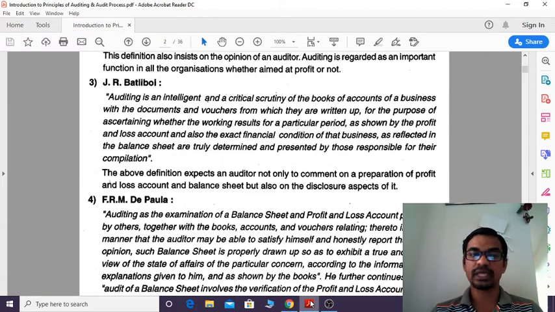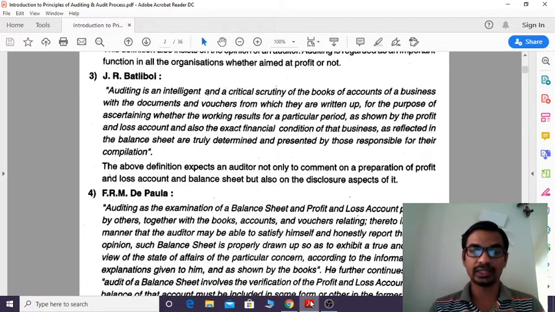If we summarize this definition, auditing is the intelligent scrutiny, the intelligent examination, of the books of accounts as well as the profit and loss account, to see whether the profit and loss account is showing the exact information, and the balance sheet is producing the real financial position of the business organization. The examination of this is called auditing.